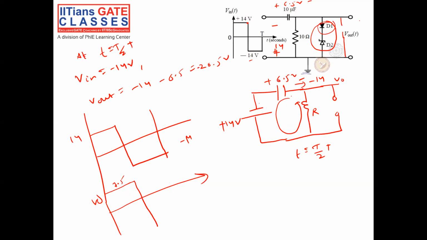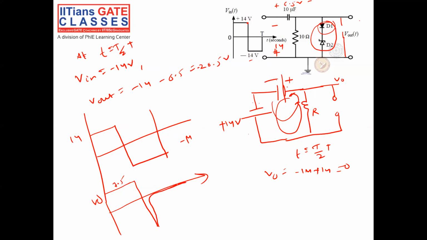Right. So you see, when my capacitor will charge to minus 14 like this, this is positive, this is negative. What is my output? Output will be plus to minus 14, again minus to plus 14. So output V0 is equal to minus 14 plus 14, which will be equal to 0. So when my capacitor will charge from 6.5 volt to minus 14 volt, my output will be 0. So quickly my output will be 0.